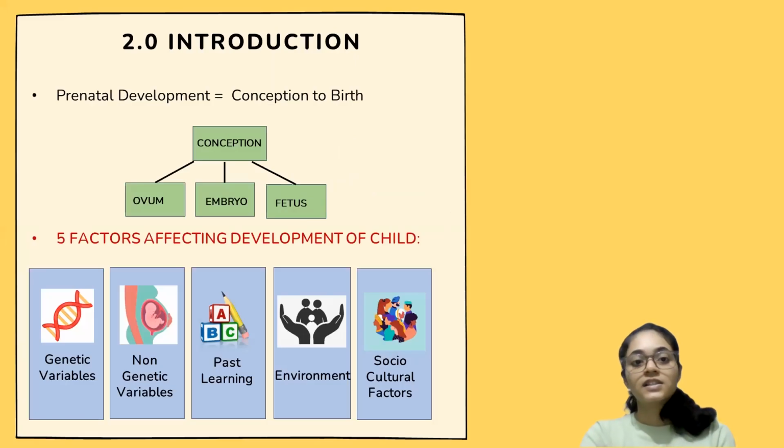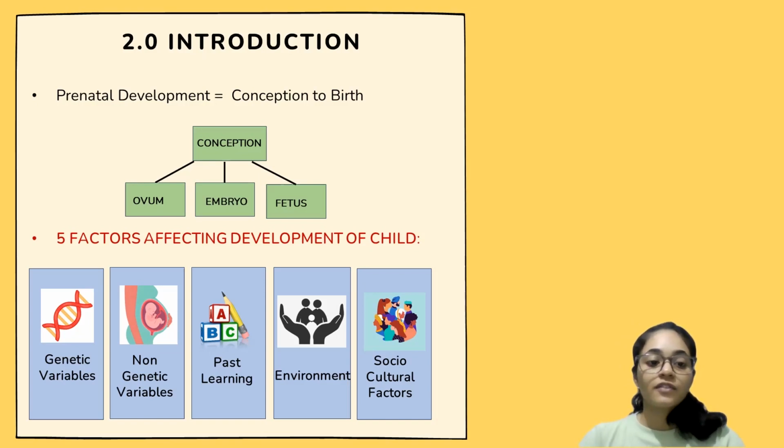Moving forward, we look at the concept of prenatal development. As I mentioned before, it is from the time that the person is conceived to the time that they are born. Conception consists of three things: the ovum, embryo, and fetus. The ovum, the unfertilized egg, gets fertilized by a sperm and then goes on to be called an embryo. And when that embryo grows further and starts resembling a human baby, we call it a fetus. This fetus, upon being born, is called a baby.